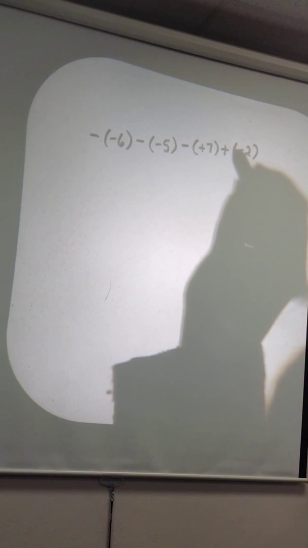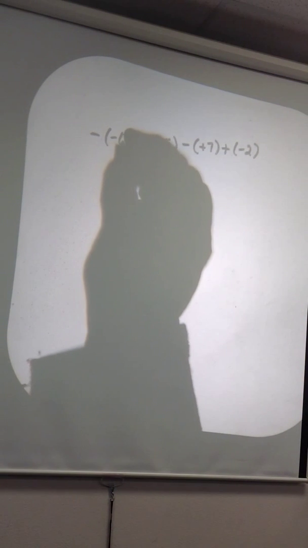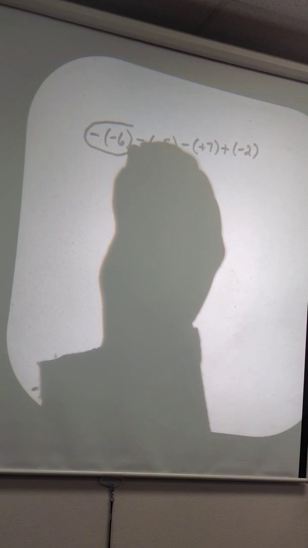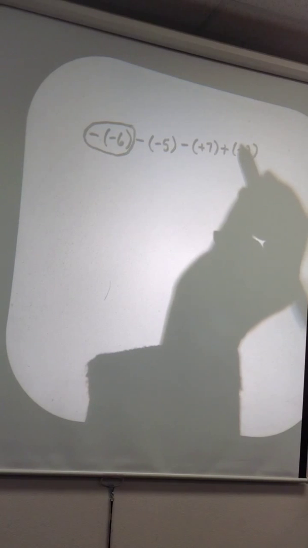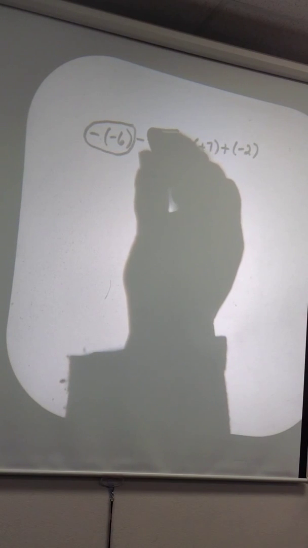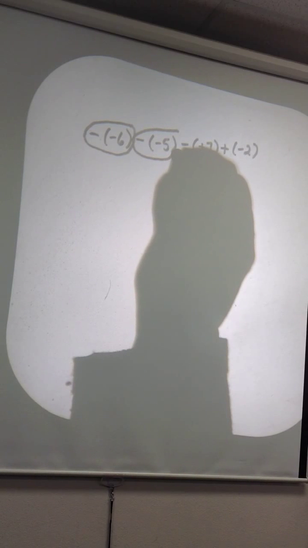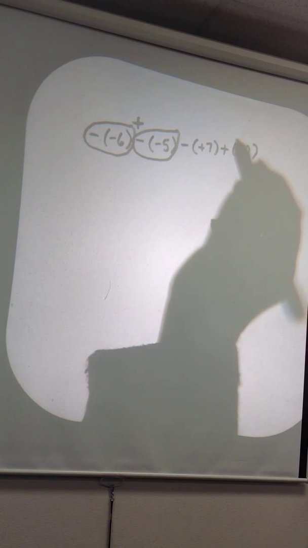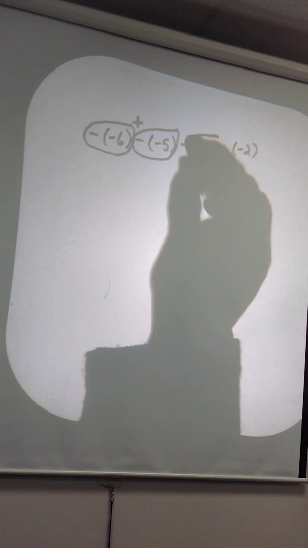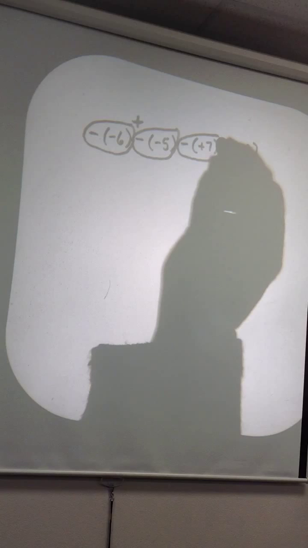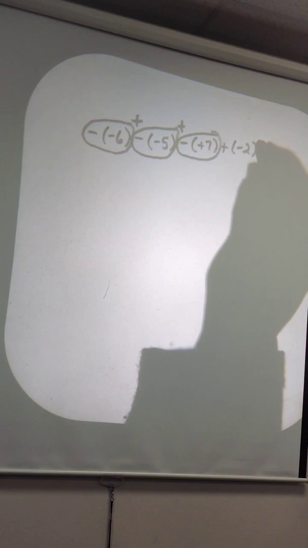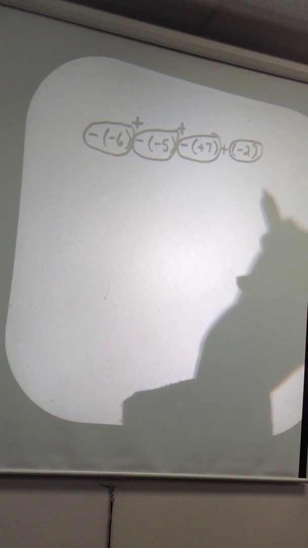What the book wants us to do, and I think is probably the most sound and stable way of doing this, is we put a circle around everything including that negative sign. Then we put a circle around everything here including that negative sign, but we need something between them, and that's where we put the plus. We put a circle around everything here including that negative sign, and that's where we put the plus. We already have the plus there, so we only need to circle this one.